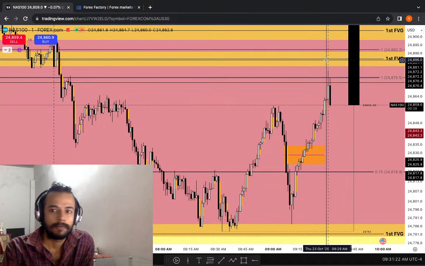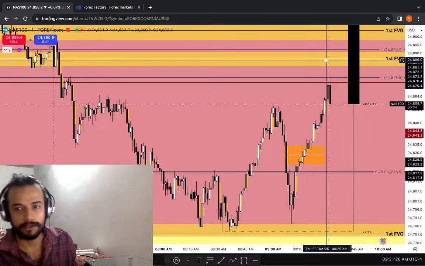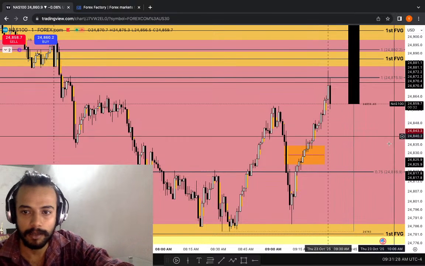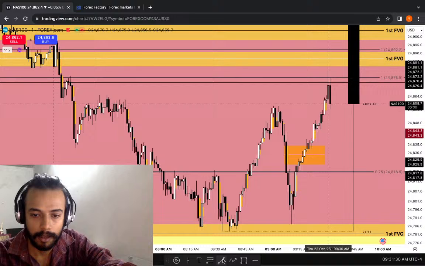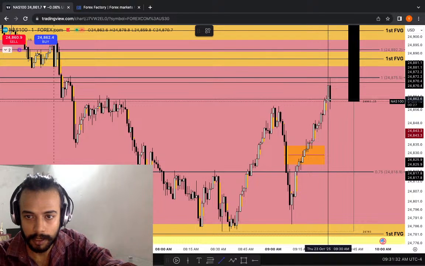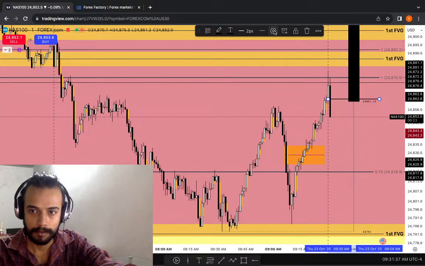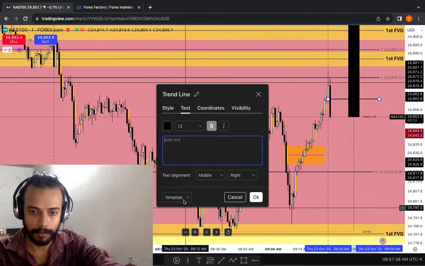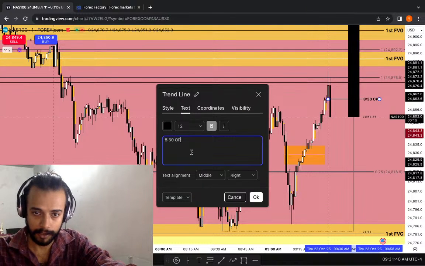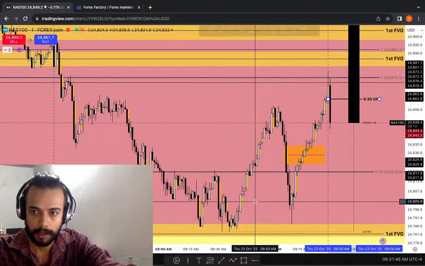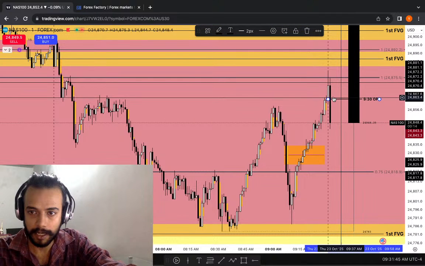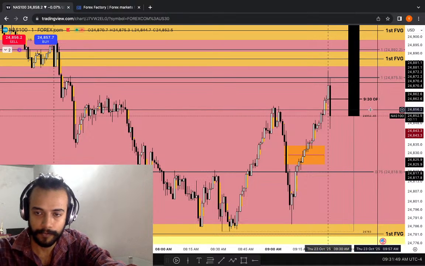Look at that. Now they are going to manipulate the downside, it looks like, and after that they will come up once again to manipulate the sellers. That's what I'm thinking. That is the 9:30 opening price. I'm just marking that out and extending it. This is the 9:30 opening price.